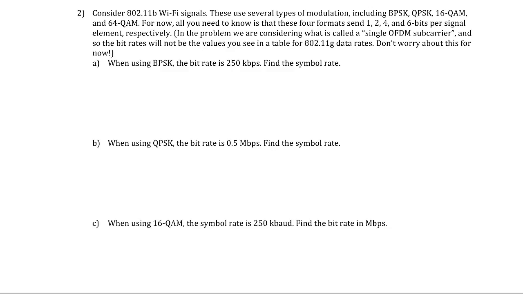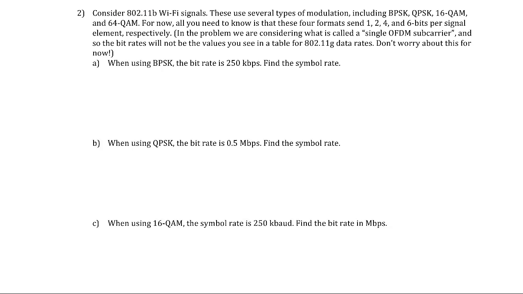Welcome to the video here, and in this video I'm going to do an example on multi-level signaling. And this is an applied example. We are not just considering some sort of an abstract signal where I give you some number of bits per signal element. We're going to consider an actual real 802.11b Wi-Fi signal. And we're going to have parts A, B, C, and D, which each use a different modulation format: BPSK, QPSK, 16 QAM, or 64 QAM.